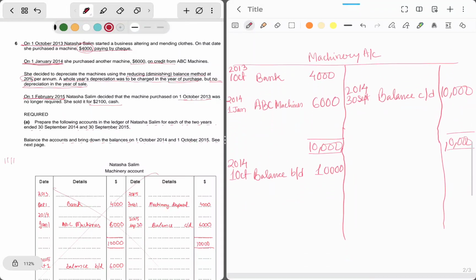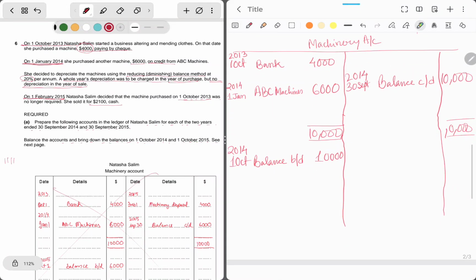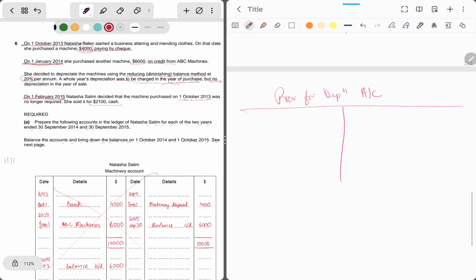So you know that in the year of purchase you need to charge depreciation for the whole year. A whole year's depreciation was to be charged in the year of purchase. So for the 4,000 machinery, and the 6,000 also, you have to charge for the entire year. Go to the provision for depreciation account.